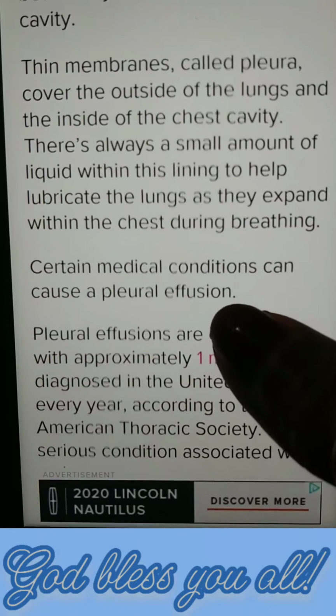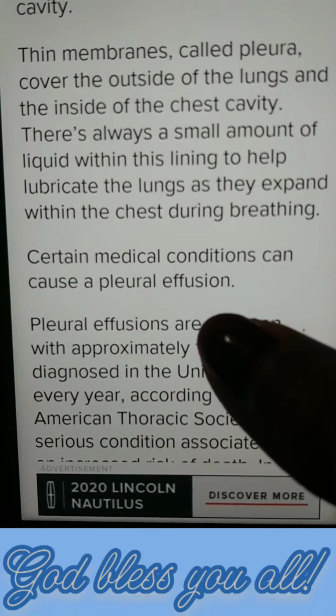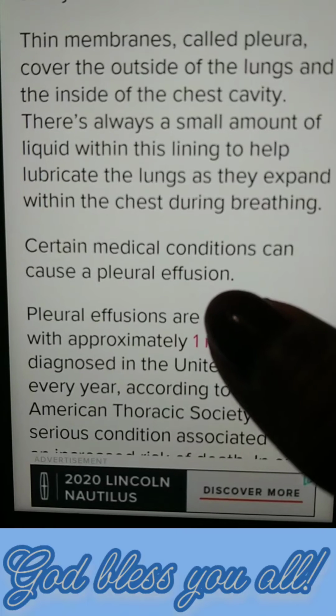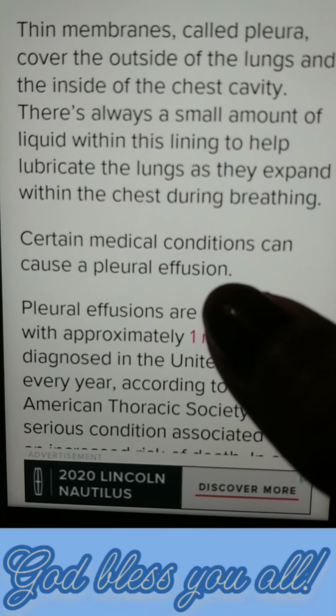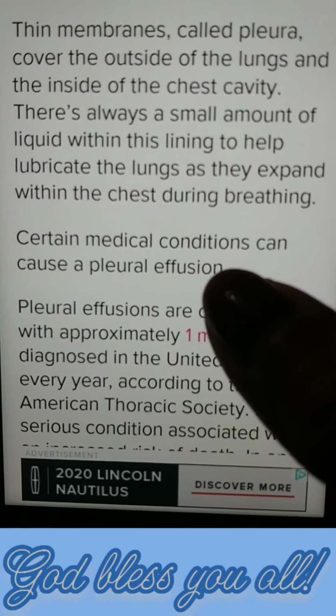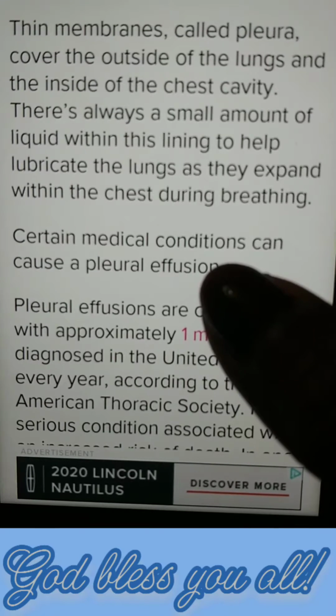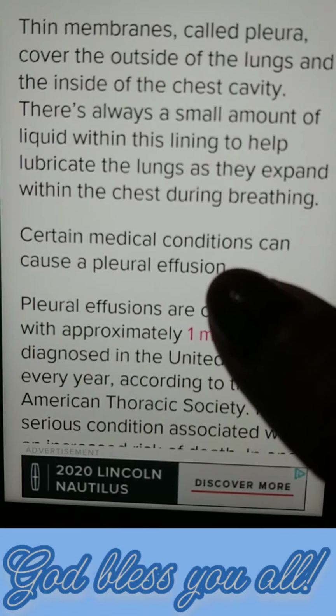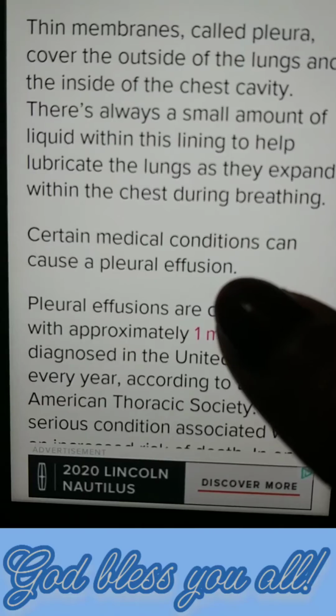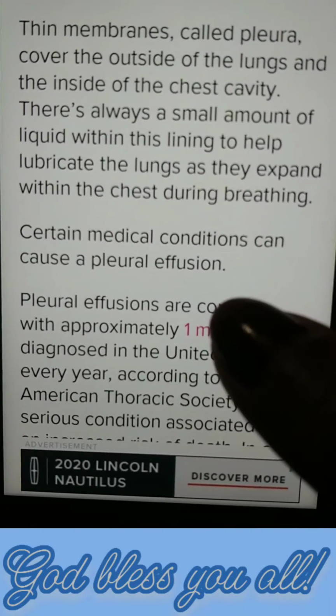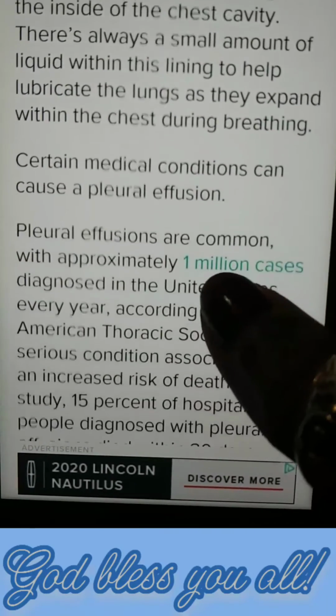Thin membranes called pleura cover the outside of the lungs and the inside of the chest cavity. There is always a small amount of liquid within this lining to help lubricate the lungs as they expand within the chest during breathing. Certain medical conditions can cause a pleural effusion.